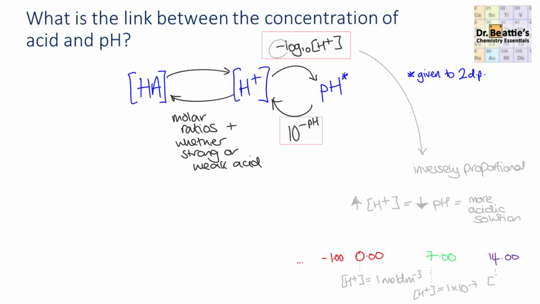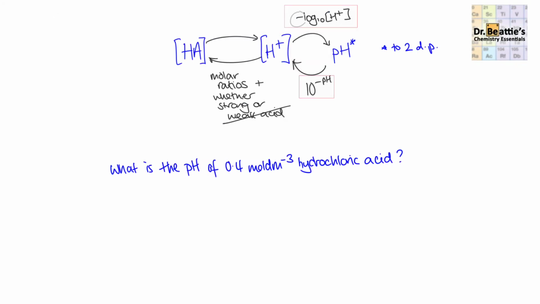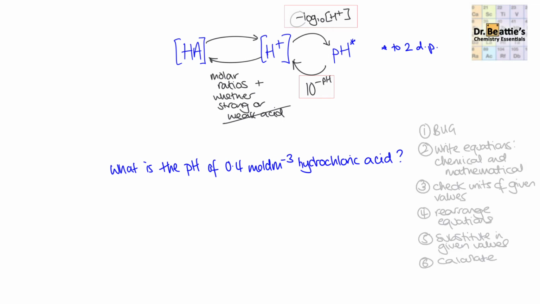So let's put all of this into practice by looking at two simple equations, and we're only focusing on strong acids in this video. So we're going to look at this question here. It asks, what is the pH of 0.4 mole per decimeter cubed hydrochloric acid? And we're going to use our 6-step approach for this.